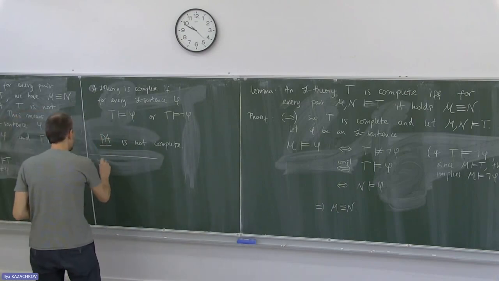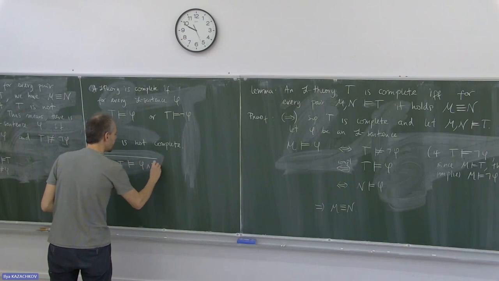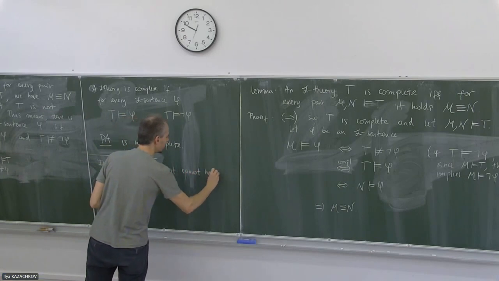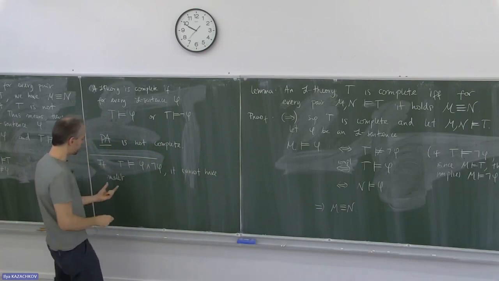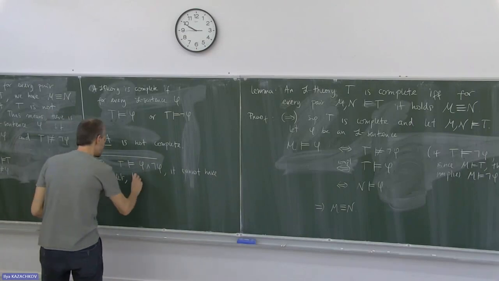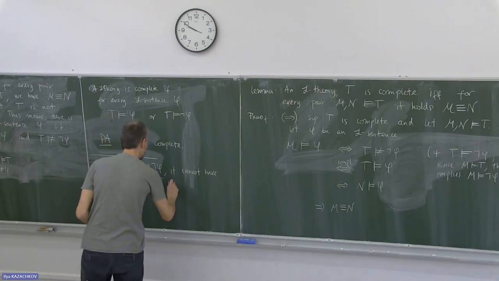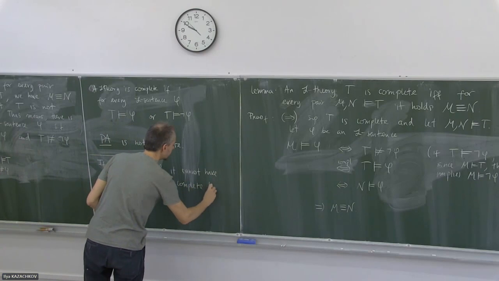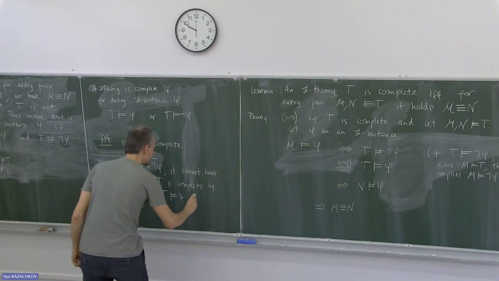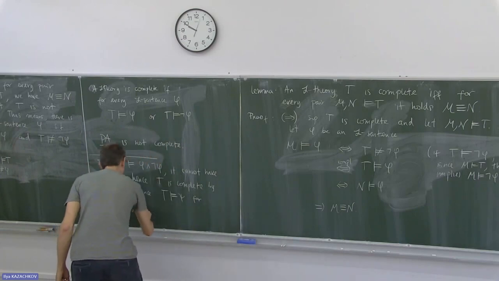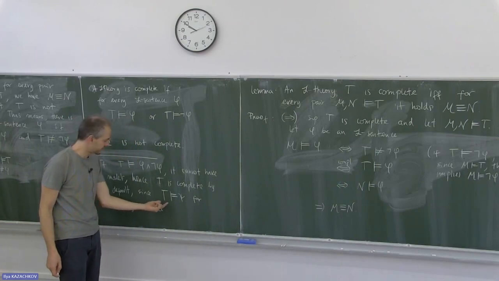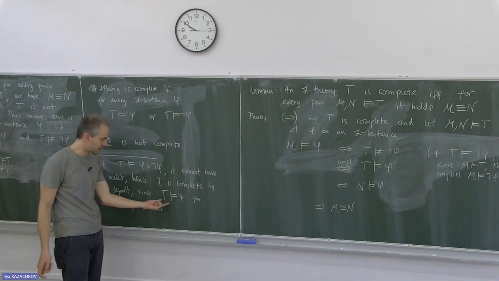Let me put it perhaps here. If T implies both a formula and its negation, it cannot have models, because if I have a model, then I will have a model that satisfies these two sentences, which is impossible. Hence, T is complete by default, since actually T implies any sentence. Because since I have no models, this is true just vacuously, because there is no counterexample to this, because I have no model of T.